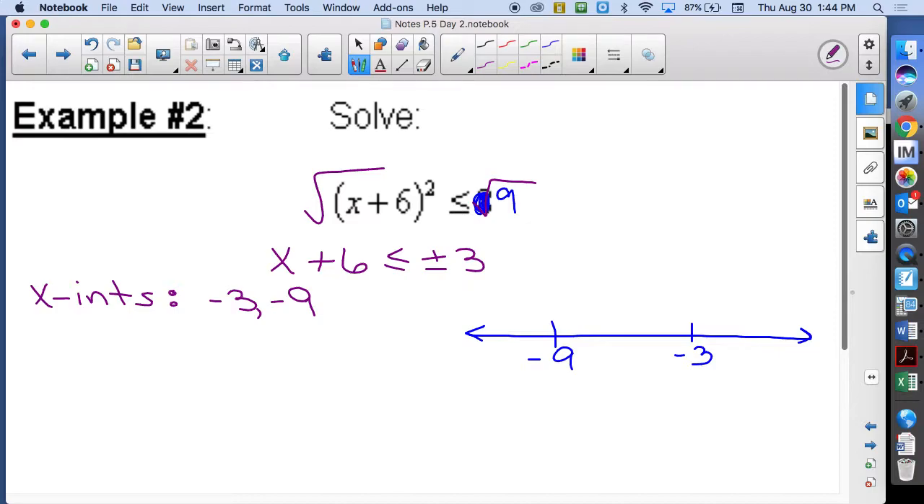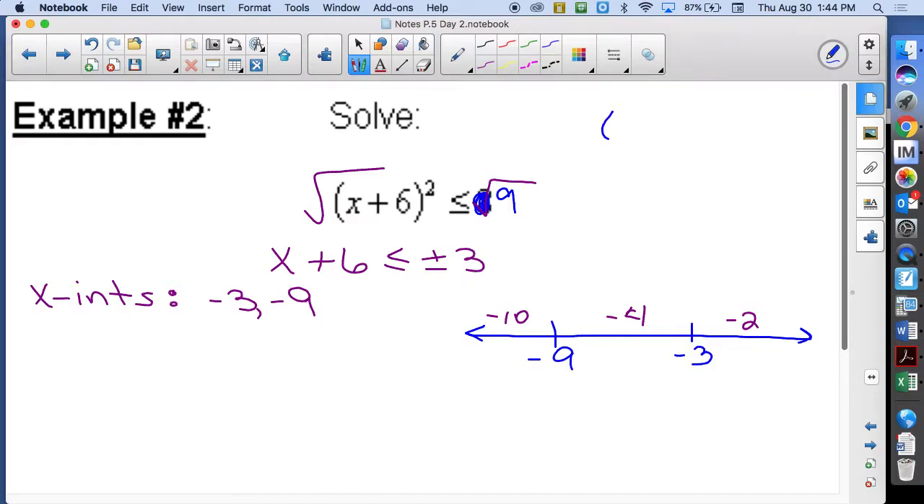All right, so pick easy numbers, don't go crazy. Less than -9 would be like -10. In between -9 and -3, maybe -4. And then bigger than -3, you could say 0 if you wanted to, or you could just say -2. It's totally up to you. Or you could say 9. Doesn't matter. Just a little harder to do mentally.